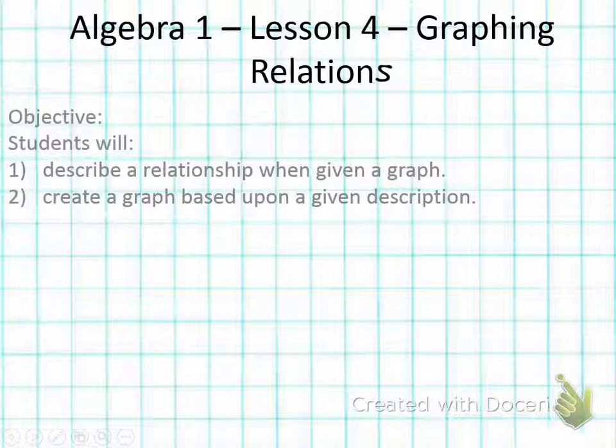Okay, so here we go. We'll be looking at graphs, and our objective will be to describe a relationship when given a graph, and to create a graph based upon a given description.